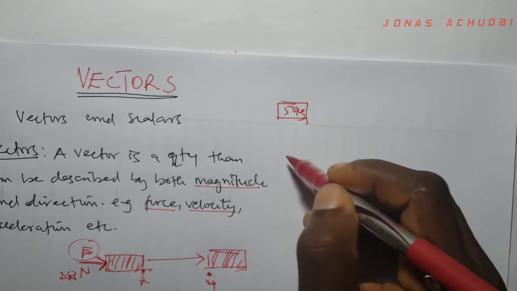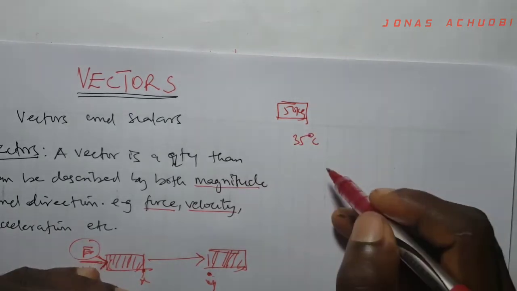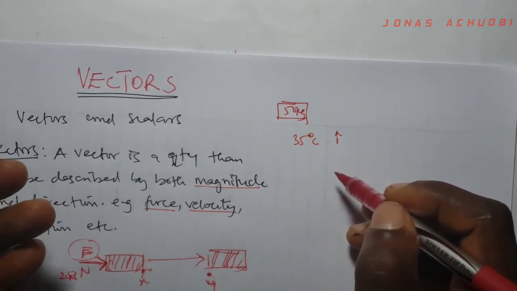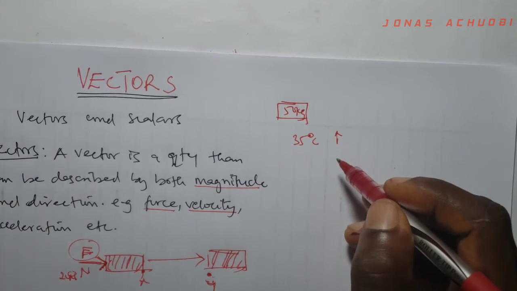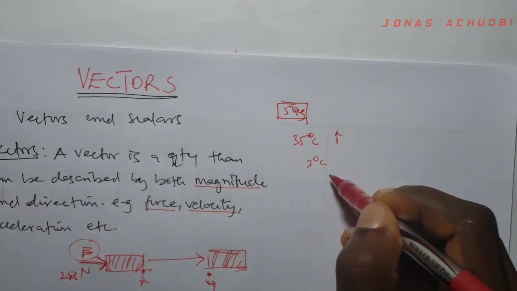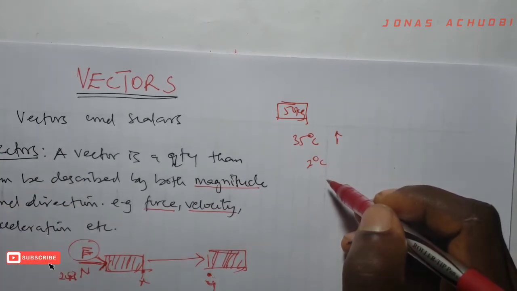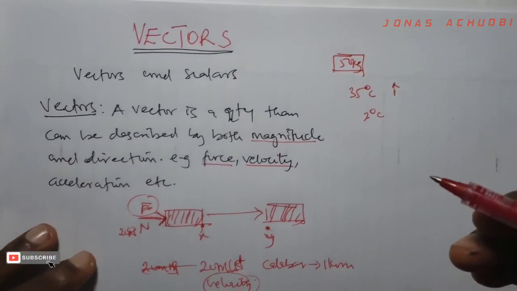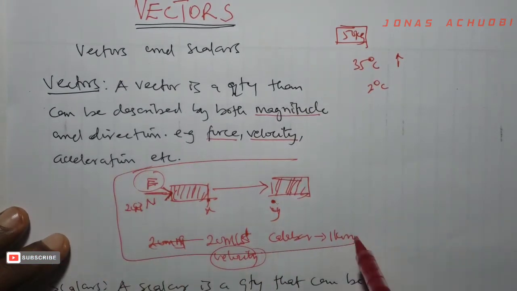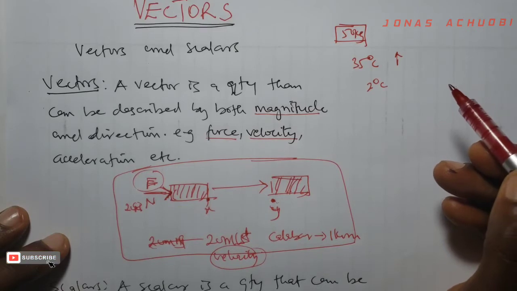Another one here is say temperature and time. If the temperature of your body is 35 degrees Celsius, it doesn't make any sense saying 35 degrees Celsius north or 35 degrees Celsius east or west. It doesn't make any sense to say that. So such quantities are called scalar quantities. How about time? If the time is 2 o'clock or 12 noon, you can't be saying 12 noon north or 12 noon south. So such quantities are what we refer to as scalar quantities. So in this course, our interest will be focused on vectors, that is quantities that can be described by both magnitude and direction.